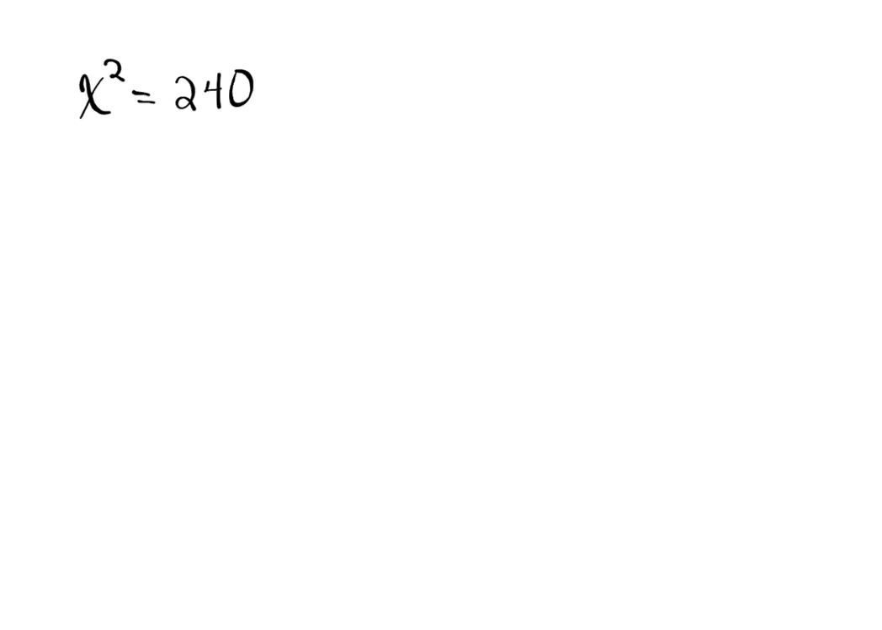240. Now, to undo a square, I'm going to highlight this square right here. What undoes a square is the square root, and there are two numbers that you have. If I had negative 2 times negative 2 is equal to 4, and positive 2 times positive 2 equals 4, so there are two roots to the square root of 4. So I'm going to take the root of both sides.